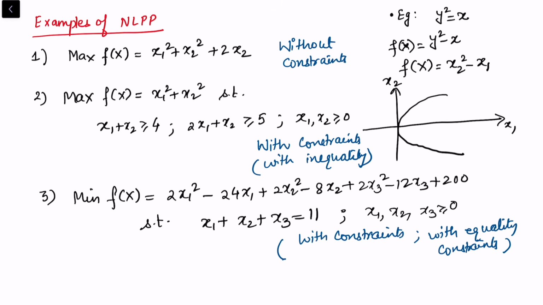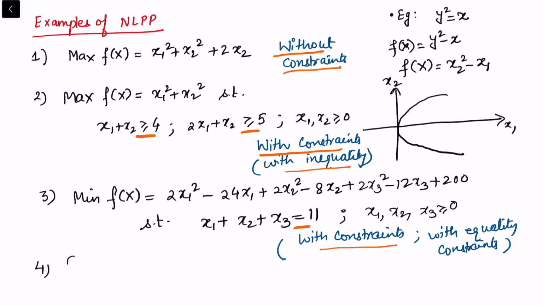We can see that again. This is without constraint, so there are no constraints. There are certain constraints with inequality, so you can see the constraints have an inequality sign, it is not equality. And then there are certain constraints with the equality sign, you can see that. Then there is another format.